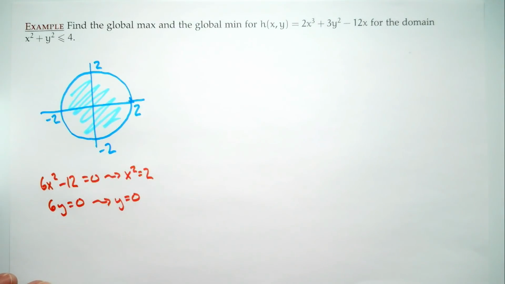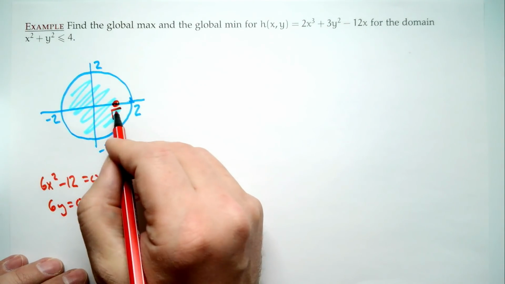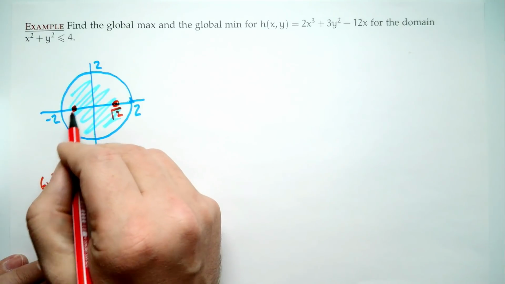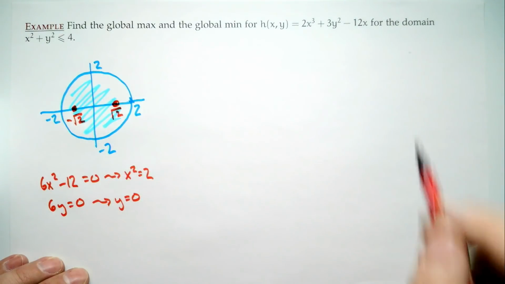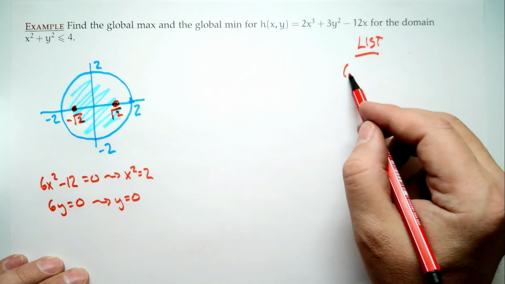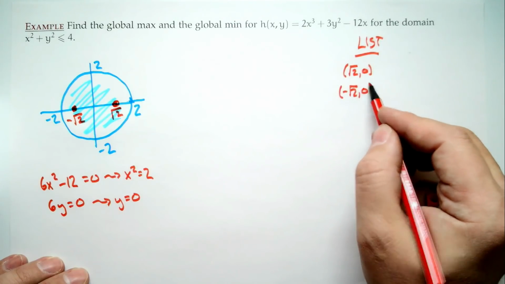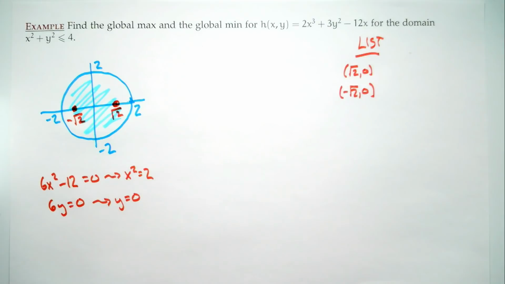Now, square root of 2 is about 1.4. So that would say plus square root of 2, minus square root of 2. So we have those 2 points. So those get added to our list. So square root of 2 comma 0 and minus square root of 2 comma 0. That's where our gradient is 0. Good. Well, that takes care of the interior. Well, next we do the boundary.